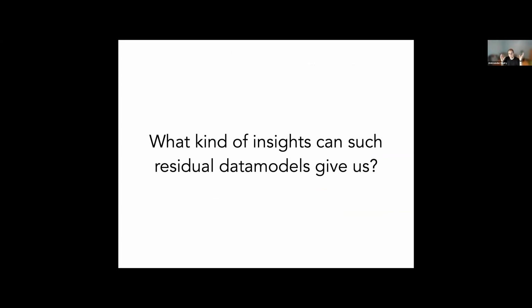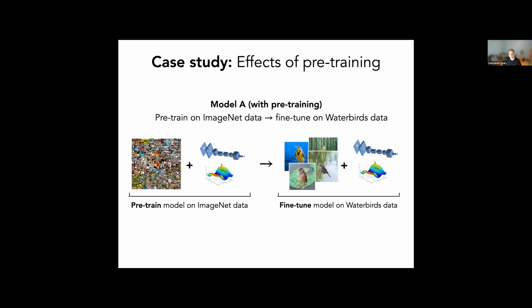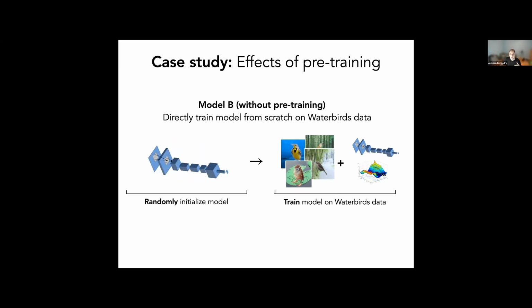Now, once you have these directions identified in this PCA space, you might ask what kind of insights these directions allow us to get from data. Let's focus on one particular case study in which we want to study the effect of pre-training on the performance of the model. Our model A corresponds to pre-training a model on ImageNet data and then fine-tuning it on our target Waterbirds dataset. Our model B does not use pre-training, it is just trained from scratch on the Waterbirds data.